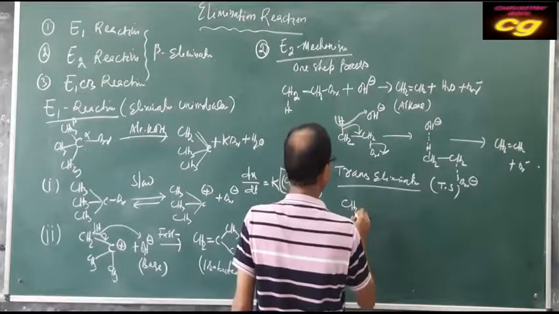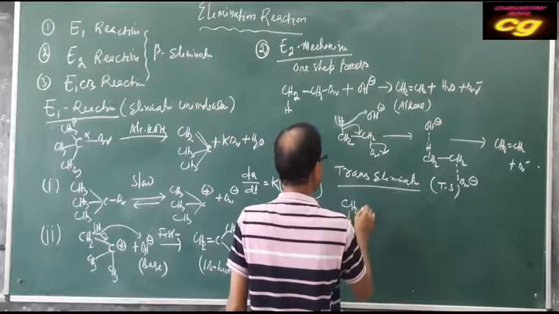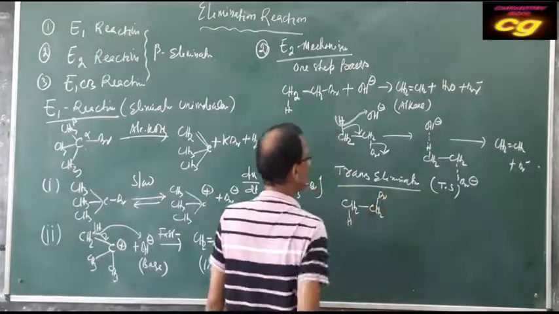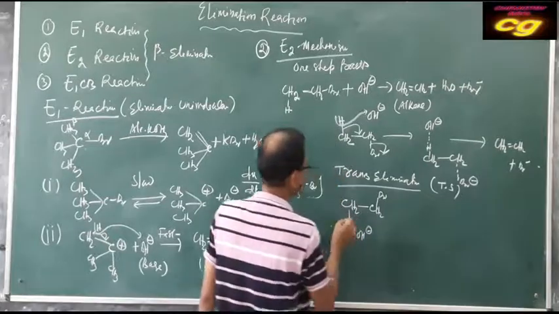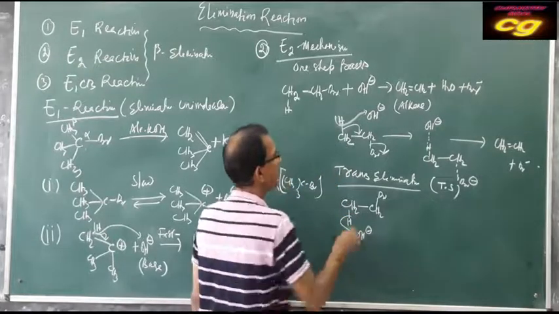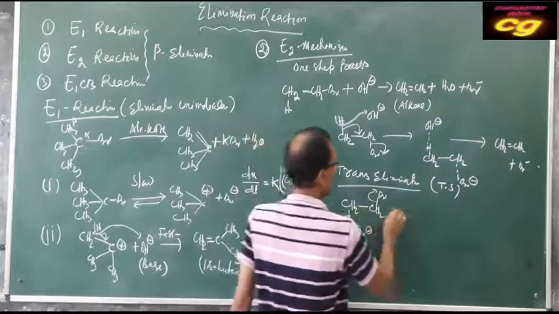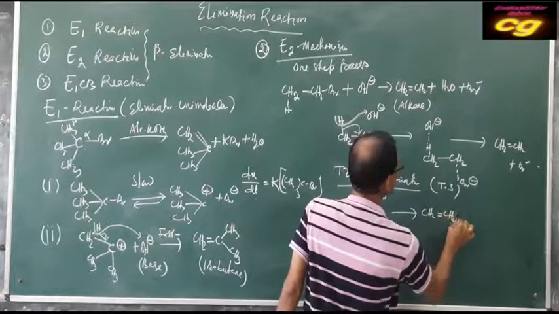For example, CH2, here H, suppose H here, then a single bond, then Br here. So always trans position. Here OH minus attacks the proton on this side and the group leaves on the other side. So this is the trans position, and the formation of the double bond gives the alkene.